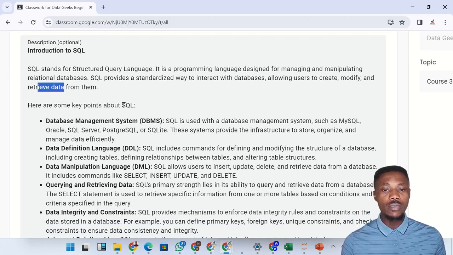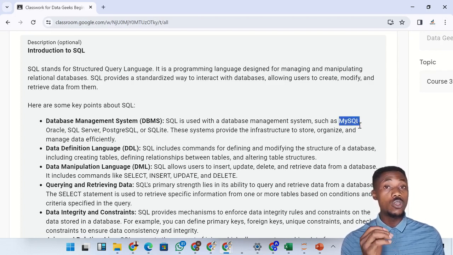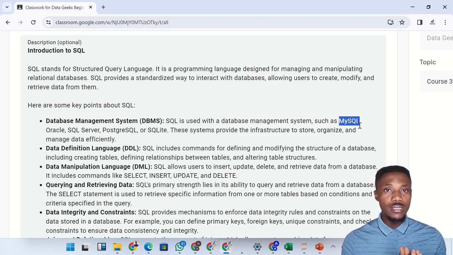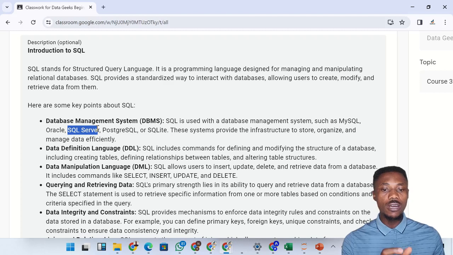Here are some key points about SQL. When learning about SQL, you hear things like database management systems. These are the systems that you use to manipulate or interact with these databases. We're learning two of these systems: one major one, and the other one light. It's called MySQL, which we're learning as examples, and we'll also learn about SQLite, which is a serverless relational database management system. I'll tell you what serverless means. SQL is used with database management systems such as MySQL, Oracle, SQL Server, PostgreSQL, or SQLite. Like I said earlier, we shall focus on MySQL and SQLite in this course.